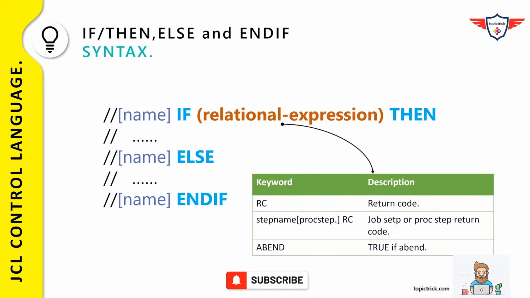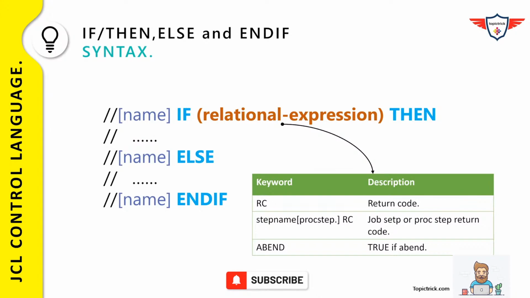So with the help of an IF-THEN-ELSE statement, you can specify conditions in your JCL. And it works in the same way as if you are coding an if-then-else statement in your COBOL, Java, C++, or any other high-level programming language program.